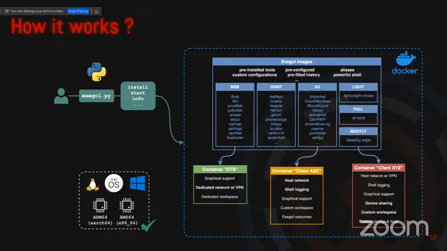For my client, I will have more configuration because I want to access my host network, the physical interfaces, to run some low-level network attacks, like Responder or any network injection. So Docker can do that. We connect the container to the real physical interface of my host. We can have shell logging to record everything I do because it's important, it's in production, so I have to take notes of everything I run. Graphical support, custom workspace, access to my Exegol resources, any features can be enabled or disabled as needed.